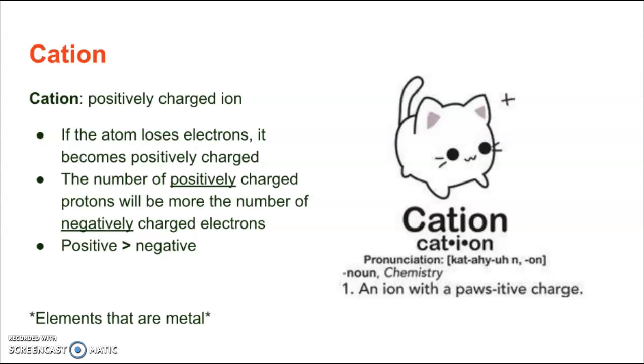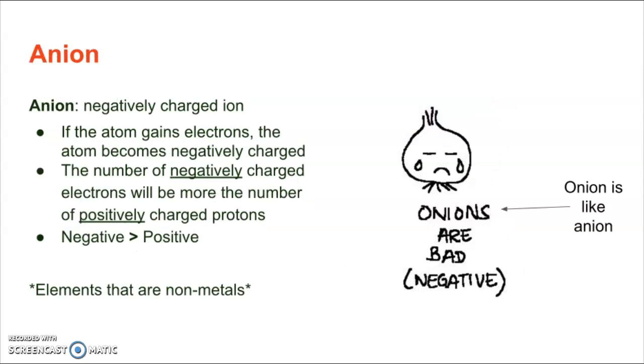On the other hand, okay, the opposite of a cation is an anion. Anions are negatively charged ions. You can think about it as: an anion is like an onion, right? Onions make you cry, which is a negative feeling. Okay? So if an atom gains an electron, it's becoming more negatively charged, right? I'm gaining more negative. Okay? So the number of negatively charged electrons will be more than the number of positively charged protons. So negative is greater than positive. And these elements are all non-metals. Okay?